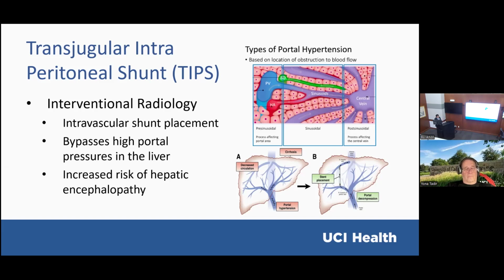My pointer isn't working here. Okay, can you see the mouse? I don't think you can see the mouse.